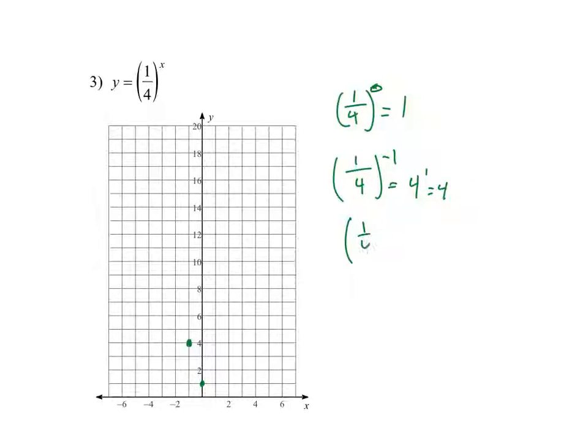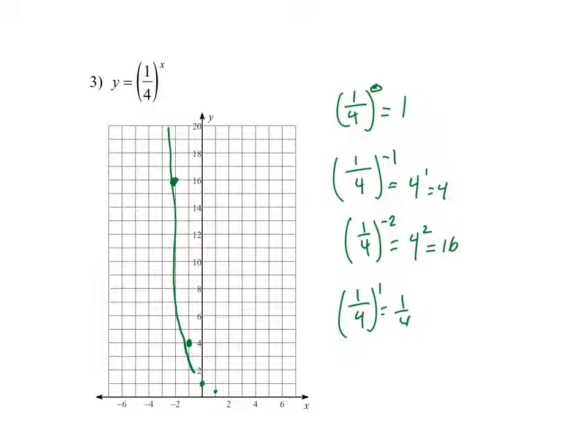The same with 1/4 to the negative 2. Again, the negative is going to become positive by finding the reciprocal. So 1/4 to the negative 2 is 16. So negative 2, 16. I don't think that I have any more space up here, right? So now to the 1, this is just 1/4. So it's going to be somewhere around here, right? Again, remember that the x-axis is an asymptote. So this graph is going to be something similar to this.